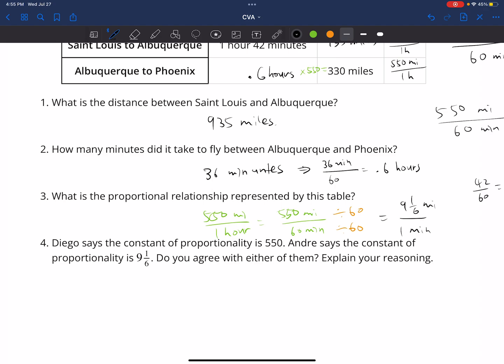miles. So it is in fact the same thing, right? So 550 miles per 1 hour is the same thing as this. So that is the answer for that one right there.